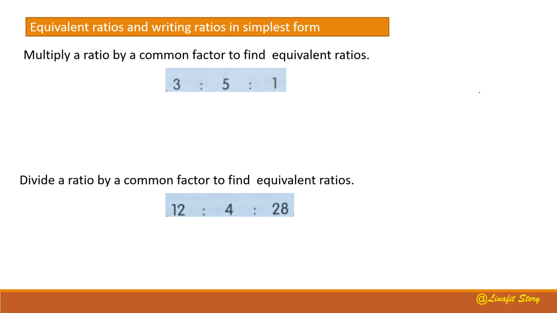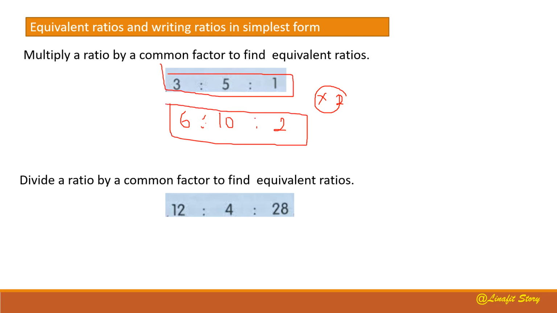Now multiply a ratio by a common factor to find equivalent ratios. So for example here, 3, 5 and 1. So first we may multiply each of them by 2. So 3 times 2 equals 6, 5 times 2 equals 10, 1 times 2 equals 2. So this means 3 to 5 to 1, and 6 to 10 to 2 are equivalent ratios.